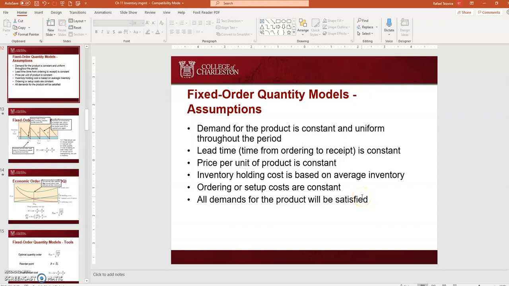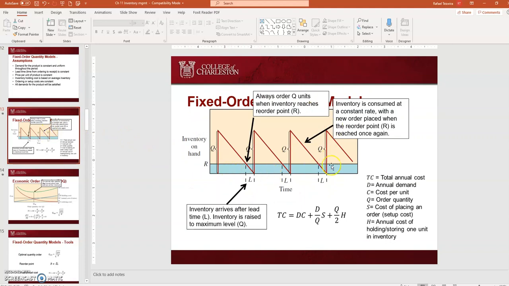Hi, this video is to talk about the fixed order quantity models. And here's our slide, and I'm going over one example. Before we go over the example, I just want to show you that in the fixed order quantity model, we're always ordering the same quantity of units when we place an order.